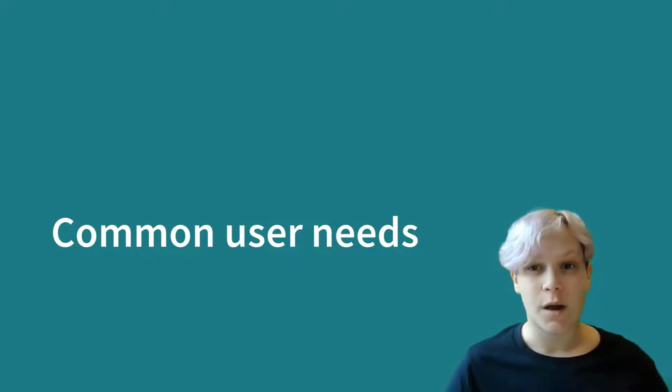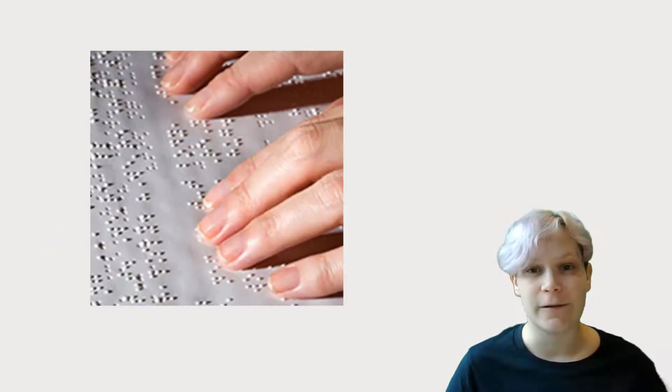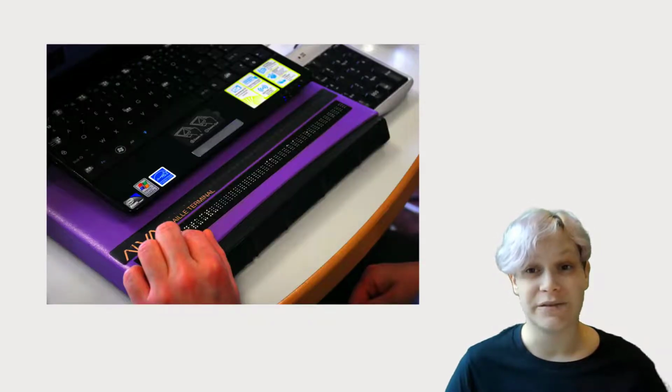Let's go through some of the common user needs for a person without vision. As a person with no vision, I may use a screen reader. Screen readers can output information as audio or as braille, which is a system of raised dots that allows people without sight to read by touch. Braille can be output onto a braille device, which generates these raised dots on a touchable pad to represent the information on screen. Braille and braille devices can be used by people who are blind, or more commonly by people who are both deaf and blind, since the tactile nature of braille means that sight and hearing are not needed.